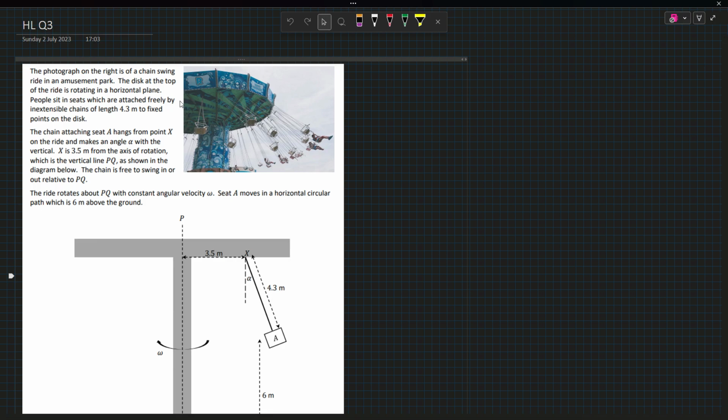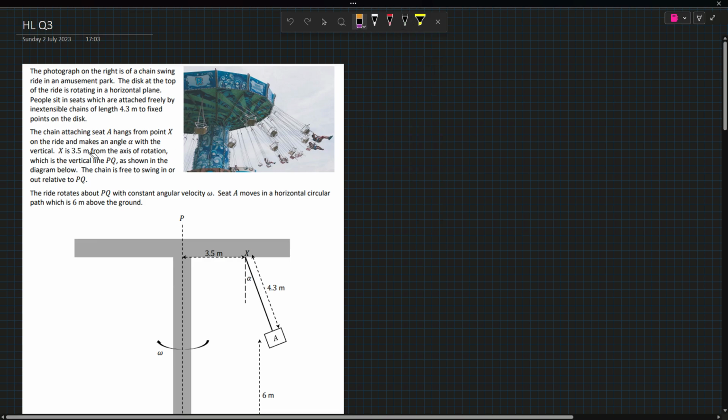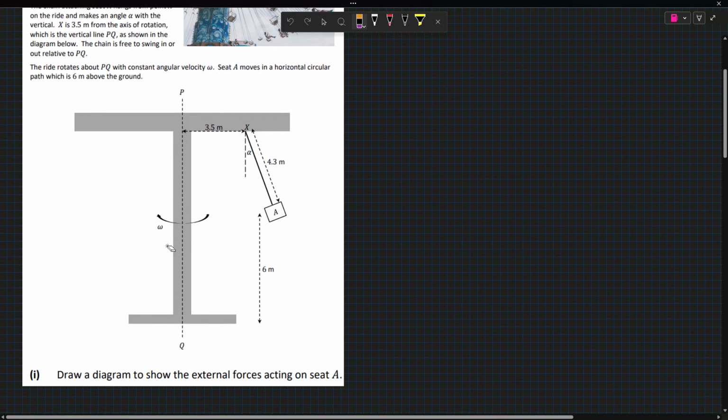People sit in seats which are attached freely by inextensible chains, like 4.3 meters, to a point on the disc. The chain attaching seat A hangs from point X on the ride and makes an angle alpha with the vertical. X is 3.5 meters from the axis of rotation, which is the vertical line PQ. As shown in the diagram, the chain is free to swing in or out relative to PQ, moves at angular velocity omega, and is 6 meters above the ground.